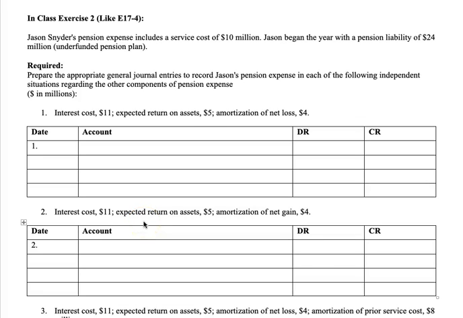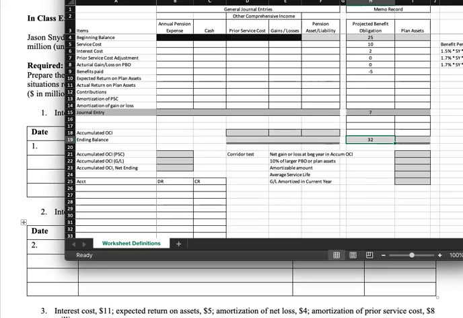Now that we've looked at how to calculate the PBO, or the projected benefit obligation, now let's talk about the annual pension expense. Again, in our pension expense, just like our PBO, there are certain things that comprise pension expense. They are service cost, interest cost, the expected return on planned assets, and then the amortization of PSC and the amortization of gain or loss.